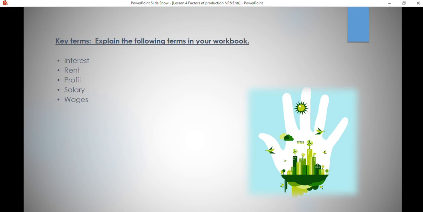What does the term interest mean to you? What does rent mean to you? What do profit, salary, and wages mean to you? We're going to explore that a bit later, but I quickly want you to make your own definition now. So pause the video and complete the definitions.